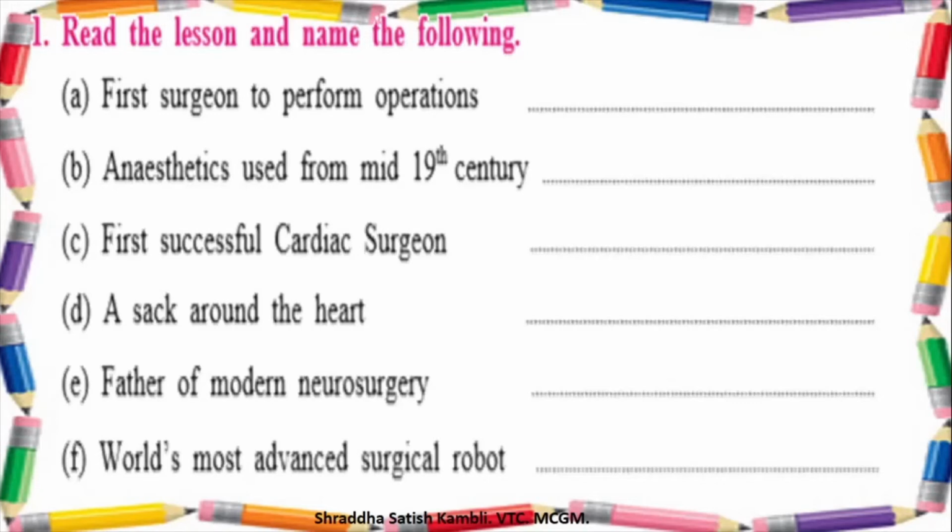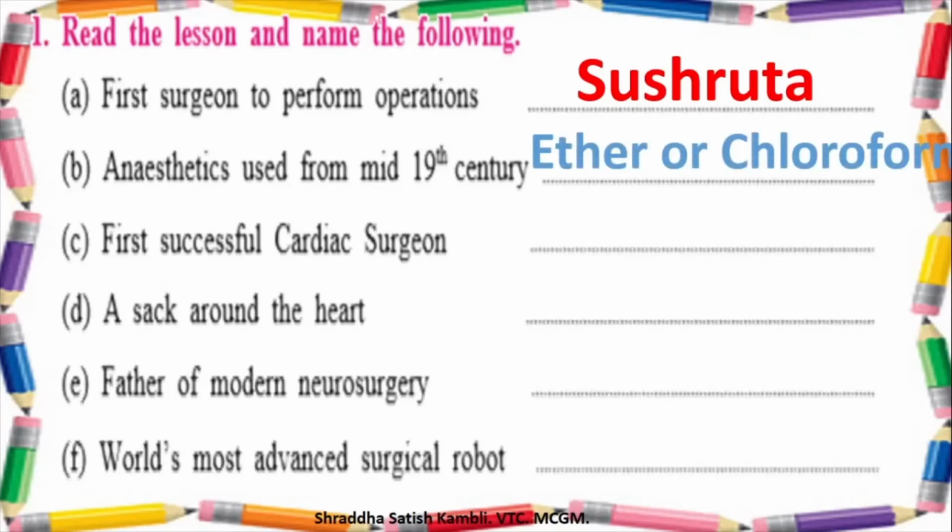Now let us talk a little bit about the comprehension of this lesson. That is how much you have understood. So you're supposed to read the lesson and name the following. So do one thing now, pause the video and read the lesson and try to find out answers to these. So who was the first surgeon to perform operations? It was Sushruta. He was called the father of surgery. Anesthetics used from mid 19th century. So which are the two anesthetics? I just named them. Yes, they are ether or chloroform.